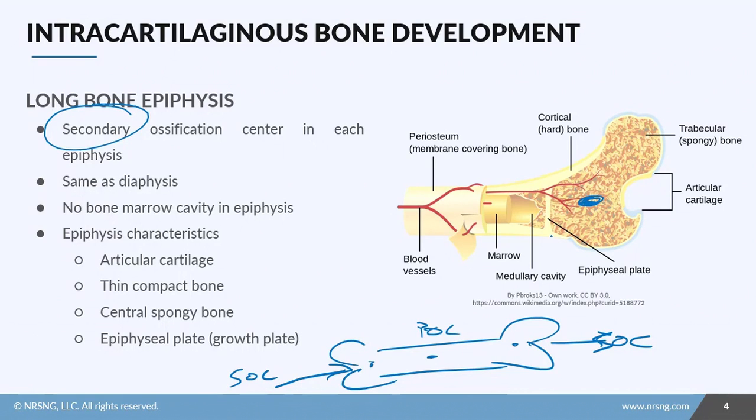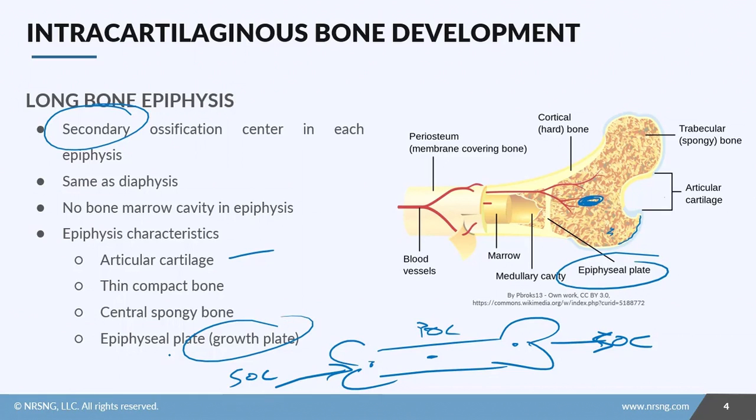But what's interesting as a result of the intracartilaginous bone development in the epiphysis is that you have a couple of things that happen. You have articular cartilage that's formed, and that's where two bones are going to meet eventually to create a joint. And then you've got this layer of thin convex bone. So you can kind of see this white area here. And then you get this central spongy bone. And then at some point, the epiphysis has to meet the diaphysis, and it happens along the epiphyseal plate. So this is also known as your growth plate.